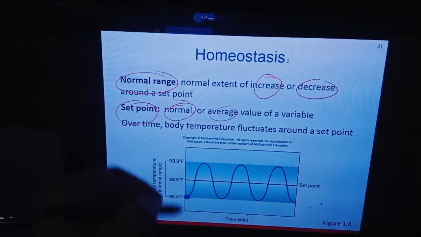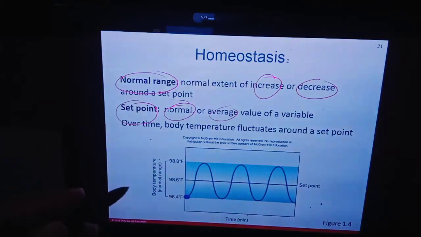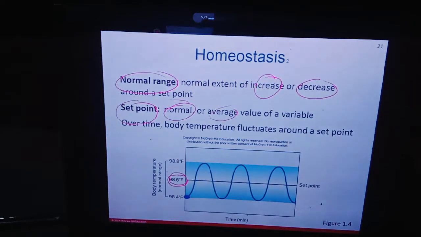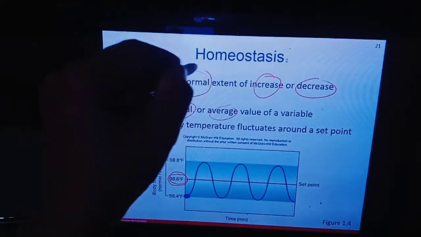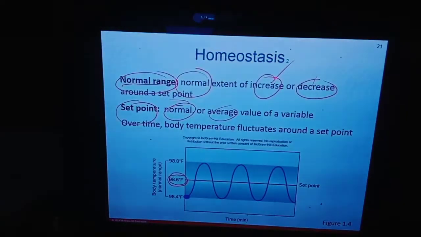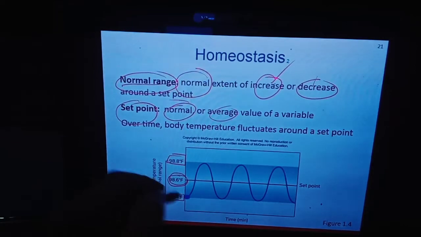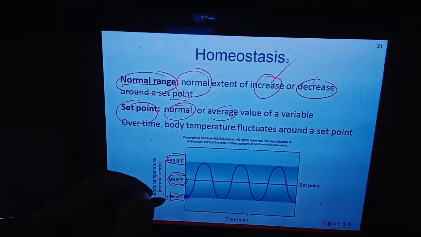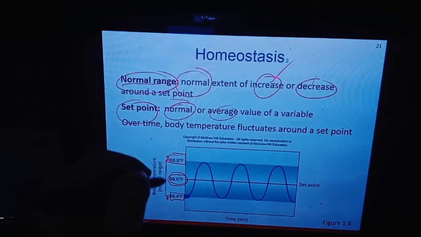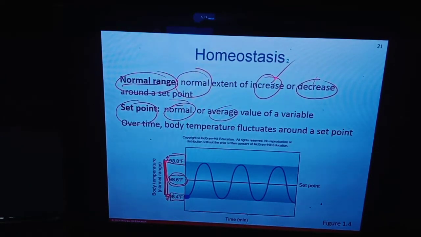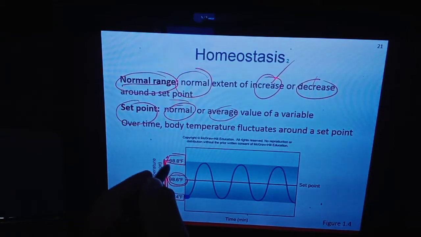Take a look at this figure. The average value of your temperature is set at 98.6. That is the set point, the normal or average value of a variable. Now, what is a normal range? That is the extent of increase or decrease that is still normal. So between 98.8 and 98.4 degrees Fahrenheit, your increase and decrease around a set point, that is a normal range. It is still normal to the extent of increase or decrease around a set point.